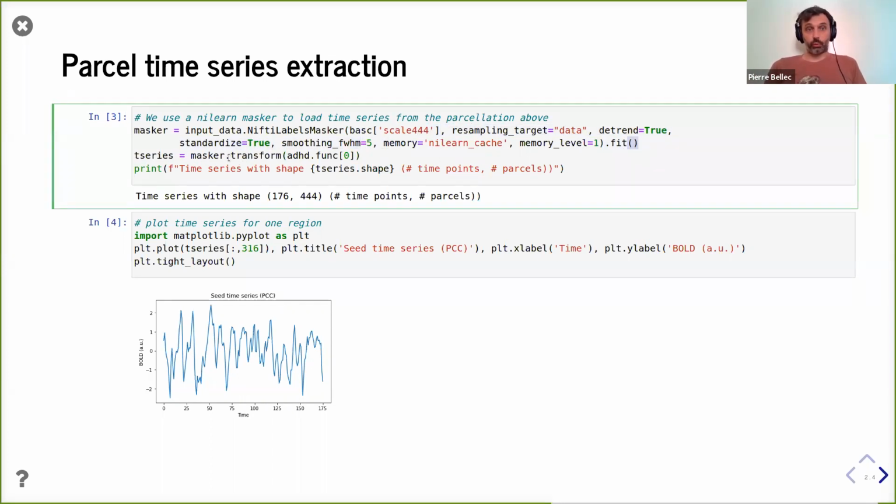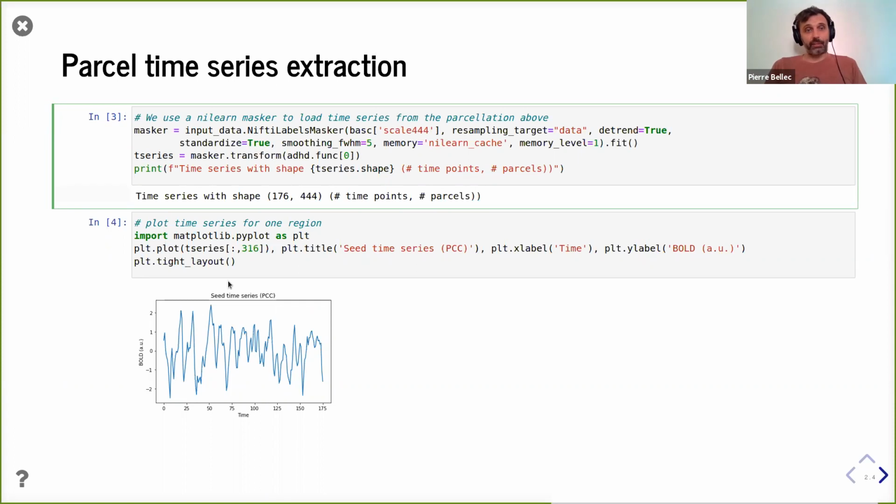And then we're going to transform a particular data set, the first one in our collection. And we're getting back some time series right here. The time series is a NumPy array, and it's going to have a shape of 176 by 444. Why? Because there are 444 parcels in that particular parcellation, and there are 176 time points. So that array is the one I was showing you earlier with the little brain on top and all those columns. So let's plot one of the columns to see what it looks like.